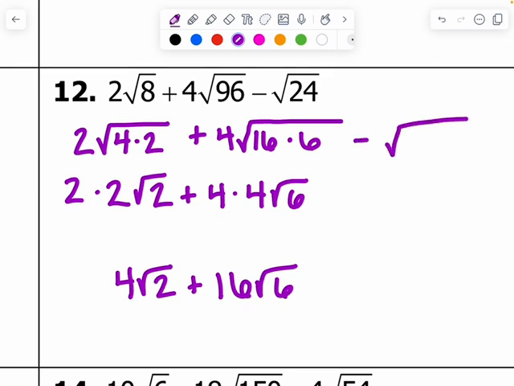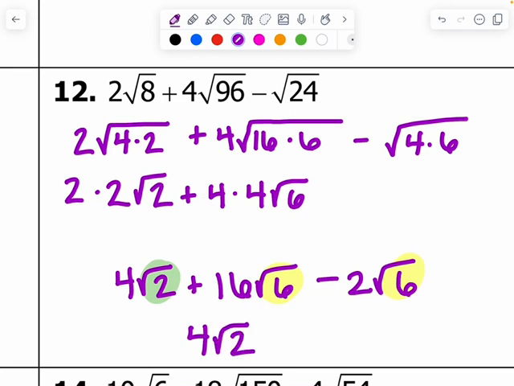The square root of 24. 24 is 4 times 6. So it becomes 2 square root 6. Oops, that's not what I meant to do. There we go. Okay, so we have 2 that are like radicals. 4 square root 2 cannot be combined with anybody. But 16 square root 6 minus 2 square root 6 becomes 14 square root 6.